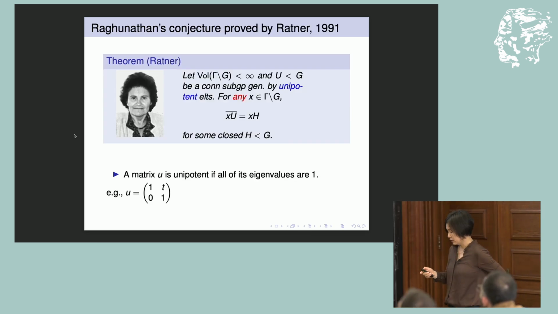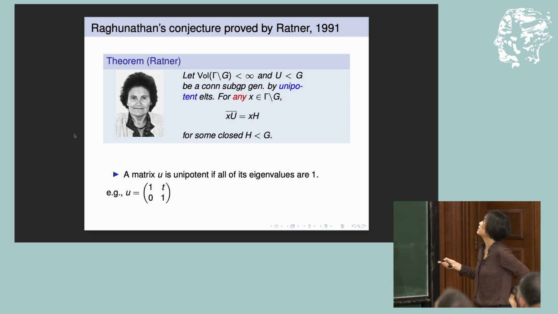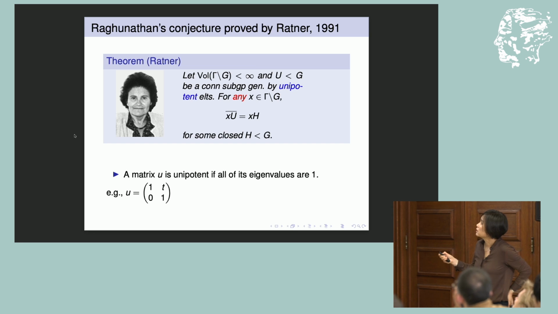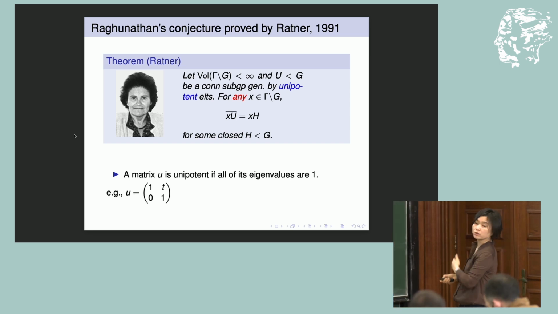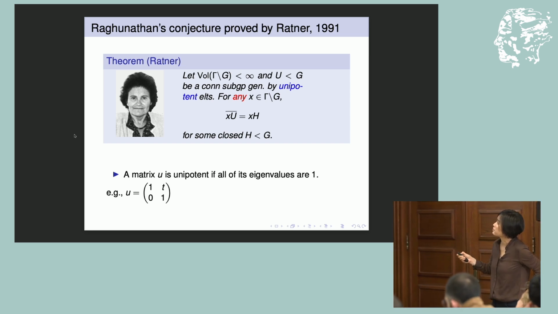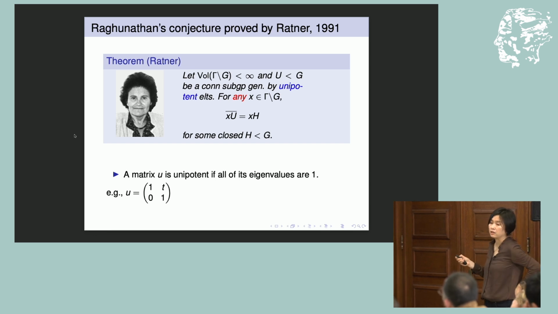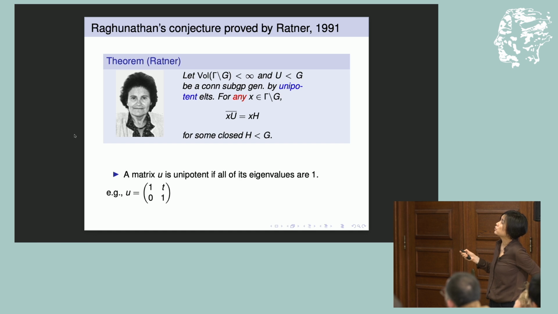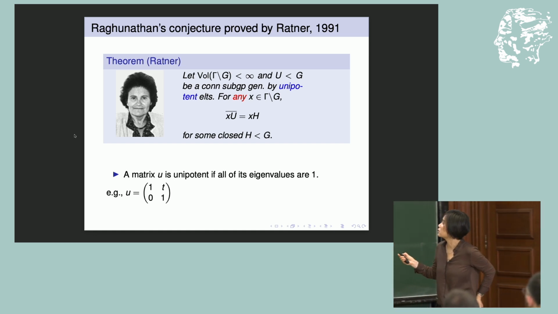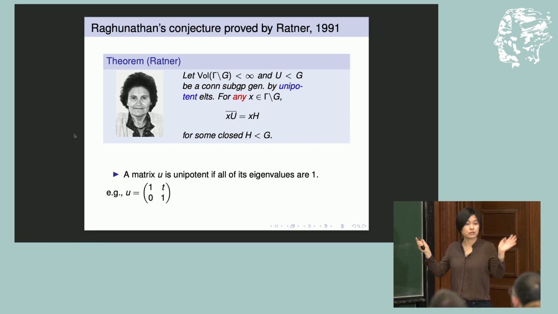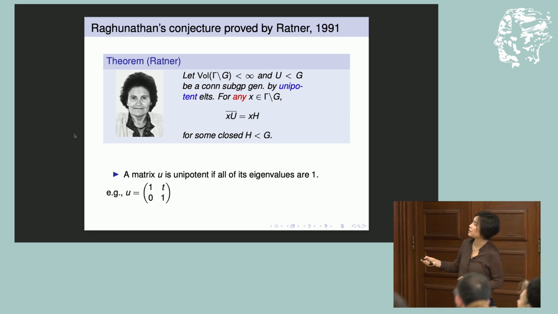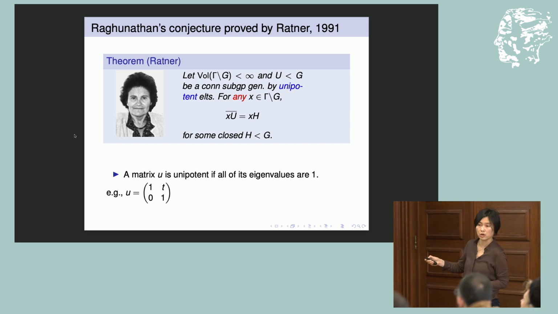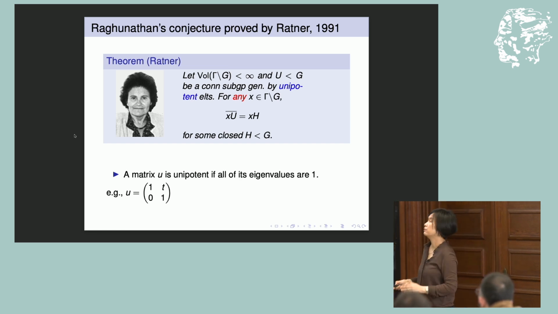This theorem was initially conjectured by Raghunathan, and it was proved in 1991 by Ratner. This is the statement. Suppose we have a finite volume homogeneous space. By homogeneous space, I mean the quotient of a simple Lie group by a discrete group. It is important that it must have finite volume. And suppose U is any subgroup of G generated by unipotent elements. So what is a unipotent element? Because we are always considering matrix groups, a matrix is unipotent if all of its eigenvalues are equal to 1. For instance, this is a unipotent matrix because the eigenvalues are 1s.